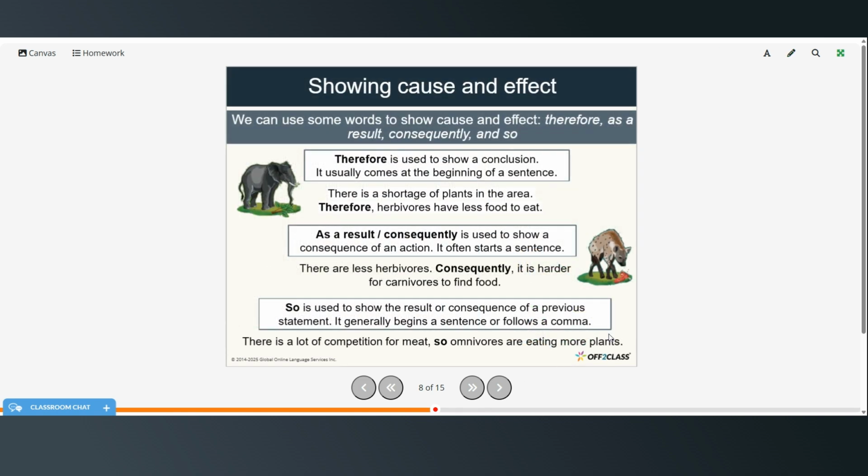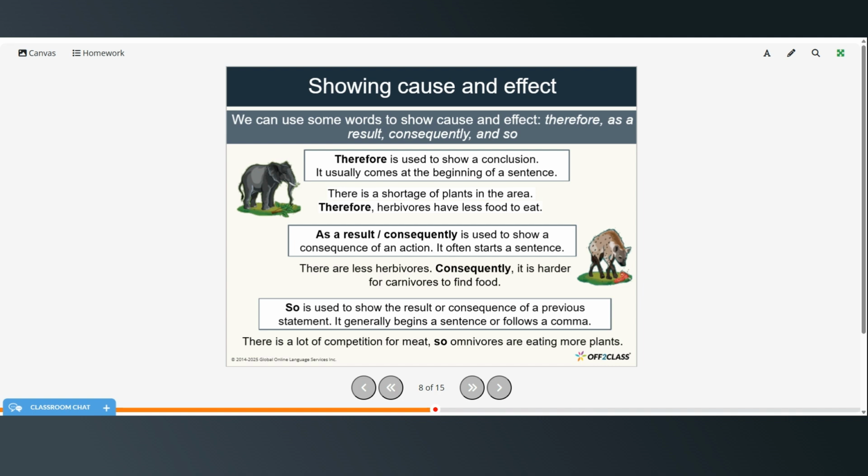All right, now showing cause and effect. We can use some words to show cause and effect, such as therefore, as a result, consequently, and so. Therefore is used to show a conclusion. It usually comes at the beginning of a sentence. There is a shortage of plants in the area, therefore herbivores have less food to eat.